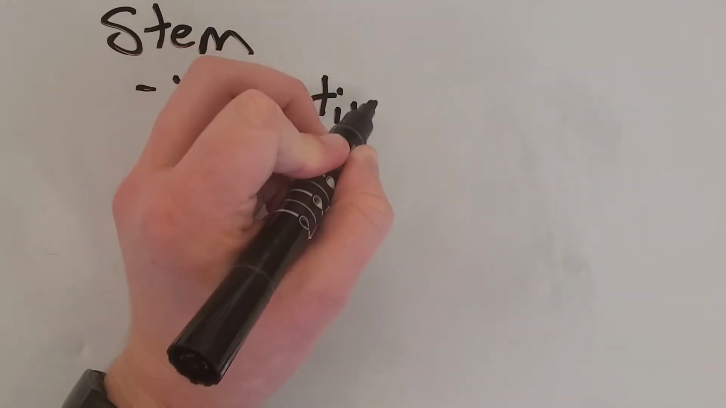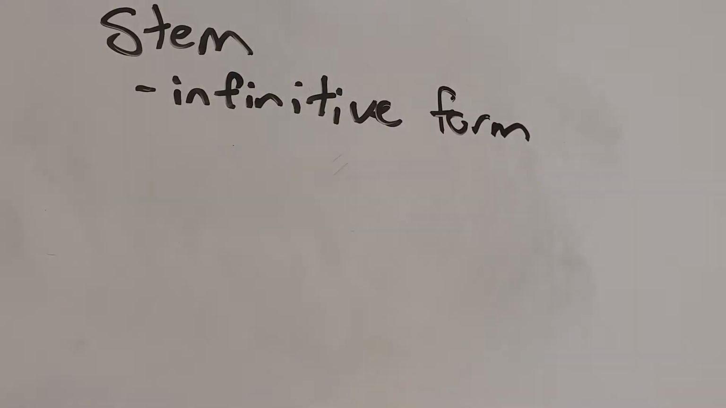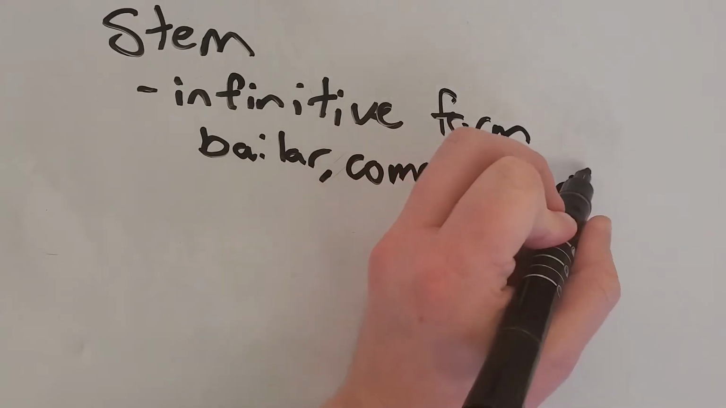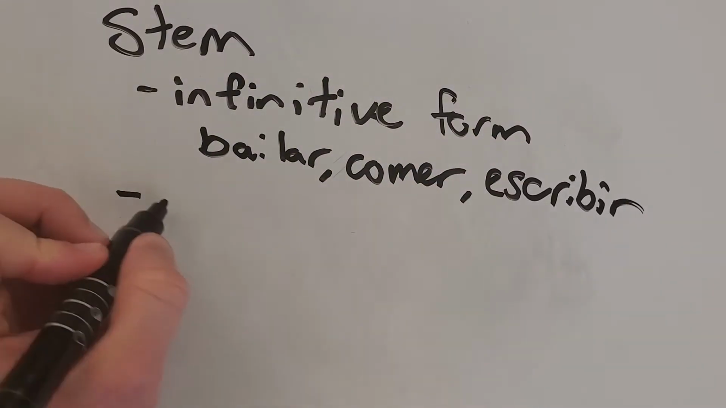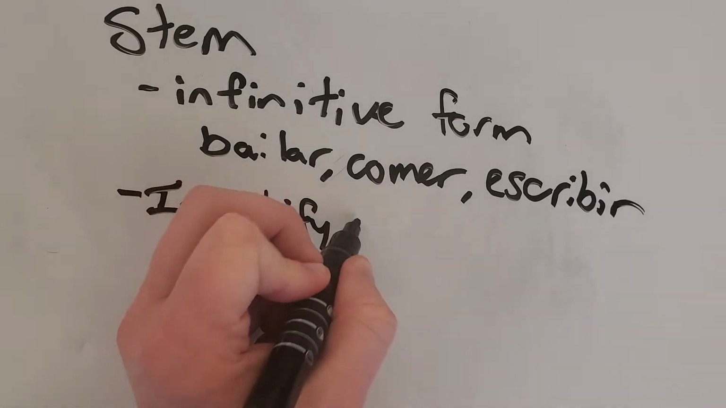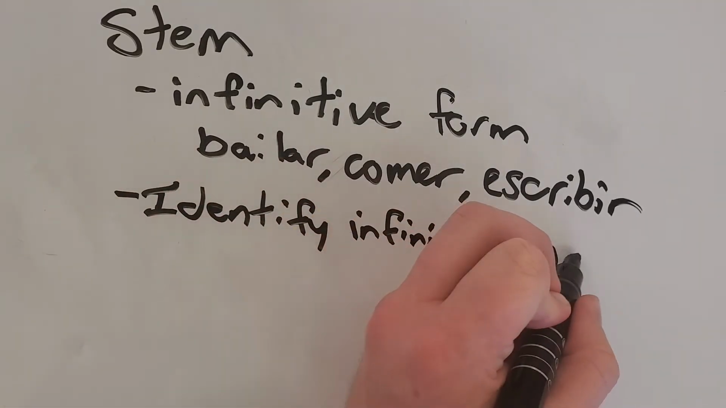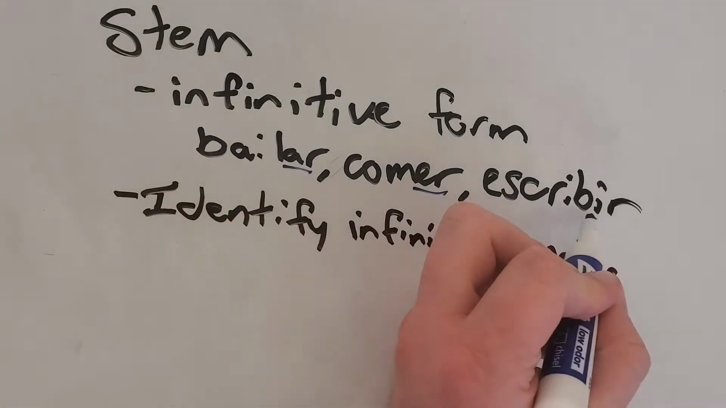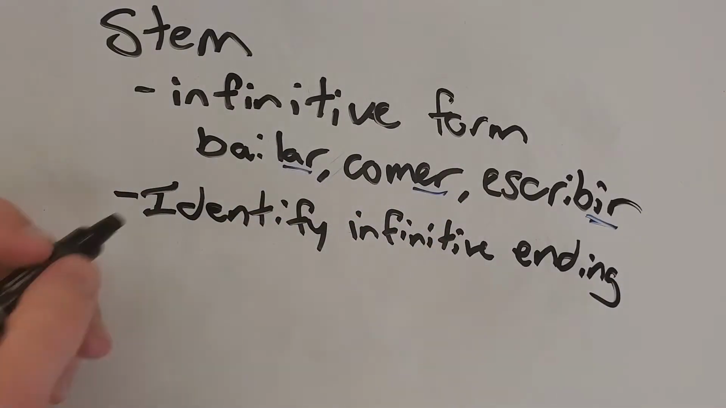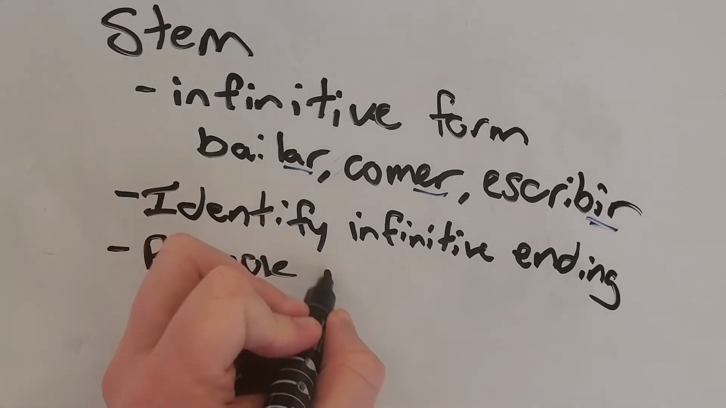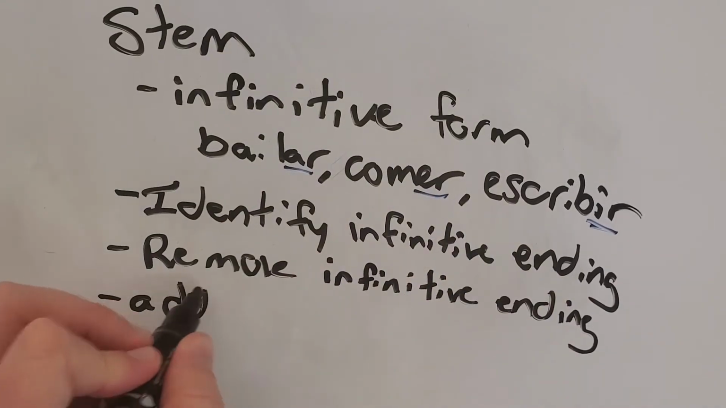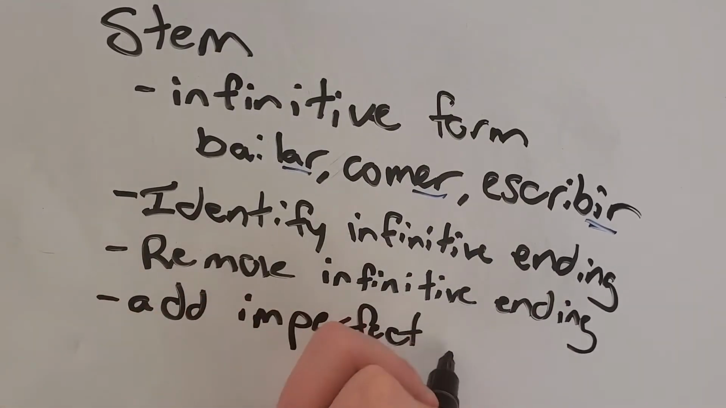For the stem, the first thing that you want to do is to find the infinitive form of the verb. That's the dictionary normal version of the verb that you see, such as bailar, comer, or escribir. The next thing you want to do is to identify the infinitive ending of the verb. So for these verbs, that's the AR, the ER, and the IR. Then you're going to want to remove the infinitive ending, and that gives you the stem. The last step is to just add the imperfect endings.